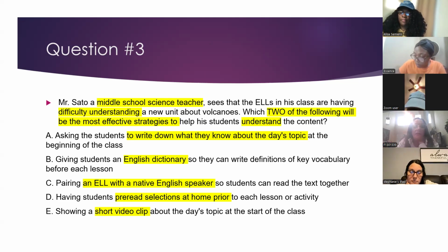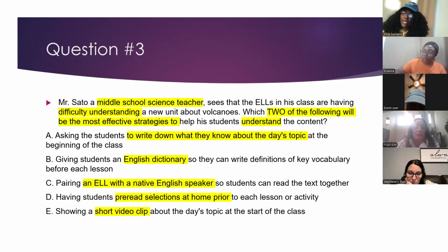The dictionary. Dictionaries are not student friendly, right? So we would stay away from just using the English dictionary. Pairing an ELL with a native English speaker, that's great at the beginning level. Having students pre-read selections at home. A lot of times these exams want to know what you are able to do as a teacher. So those are typically incorrect.